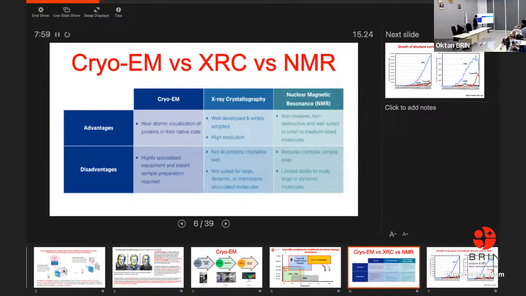Of course, cryo-EM also has disadvantages, like highly specialized equipment. You have to buy the cryo-EM equipment, and you also need expertise in sample preparation. This is a very important step in sample preparation. Sometimes your buffer makes crystal ice on the grid. So it is a very important step to overcome the disadvantages of cryo-EM.